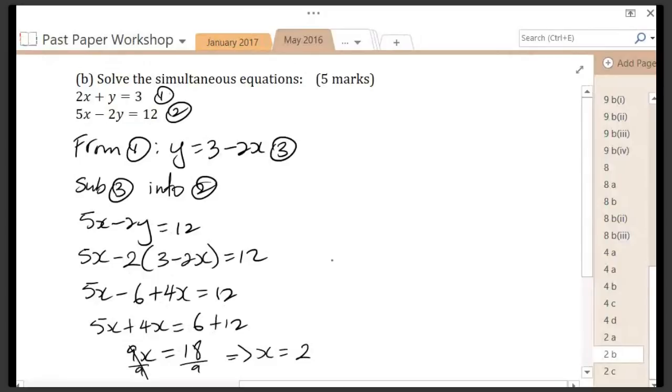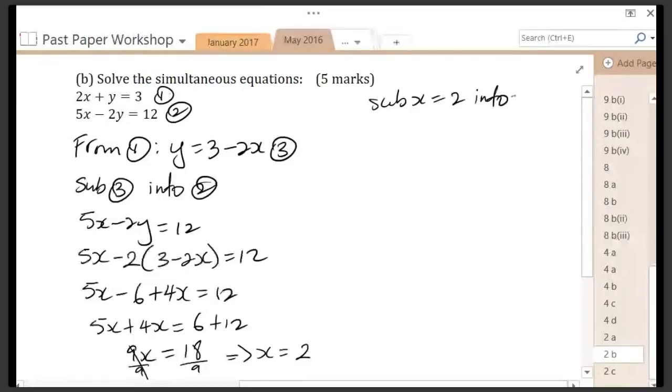I could have used elimination, but elimination is the harder method for this particular type of problem. I will discuss that just now, okay? So I'll sub x is 2 into equation 3.